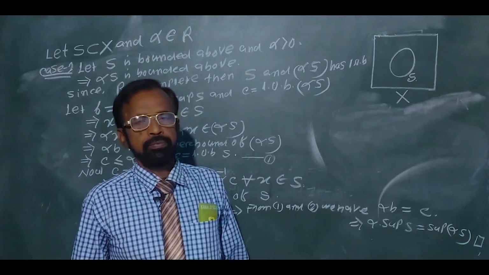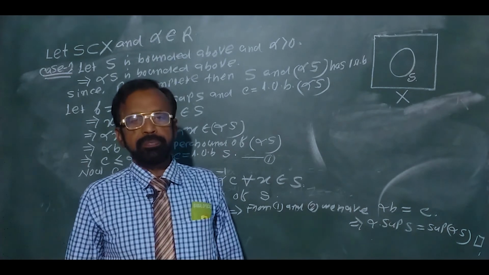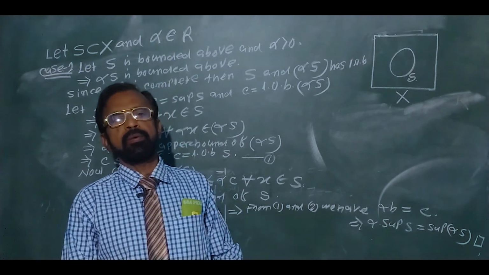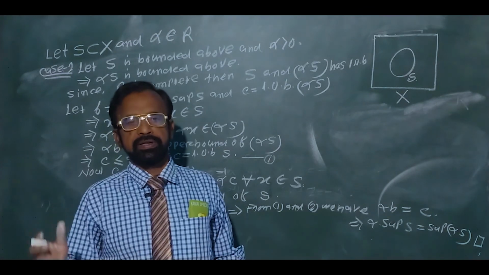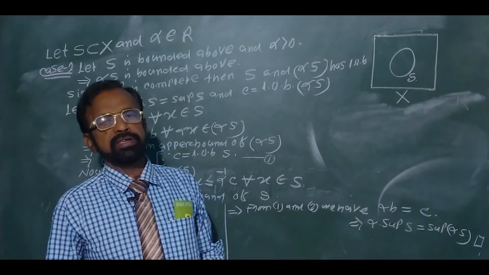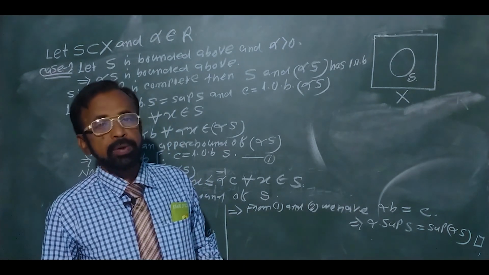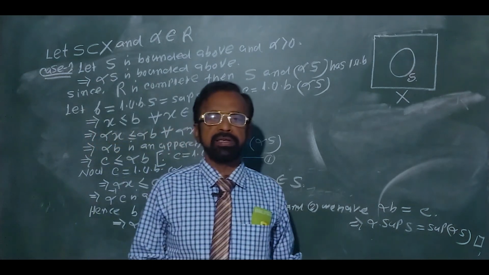Next we will prove alpha times infimum of S equals infimum of alpha S if alpha is greater than 0, and alpha times infimum of S equals supremum of alpha S if alpha is less than 0.